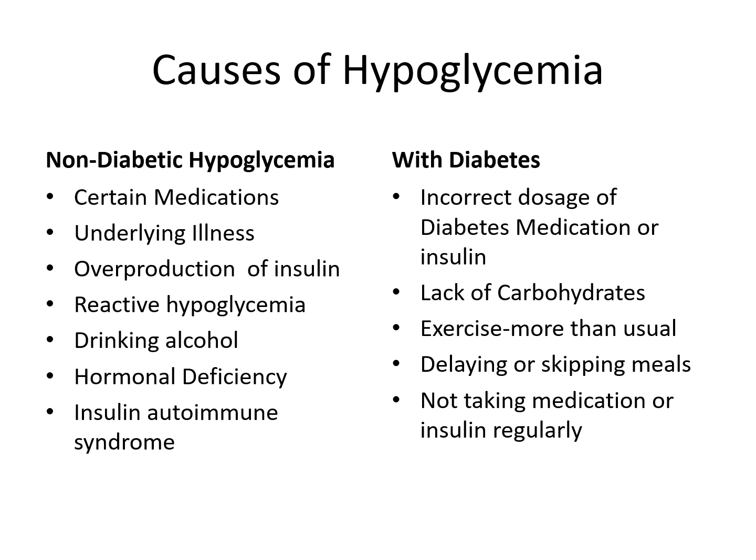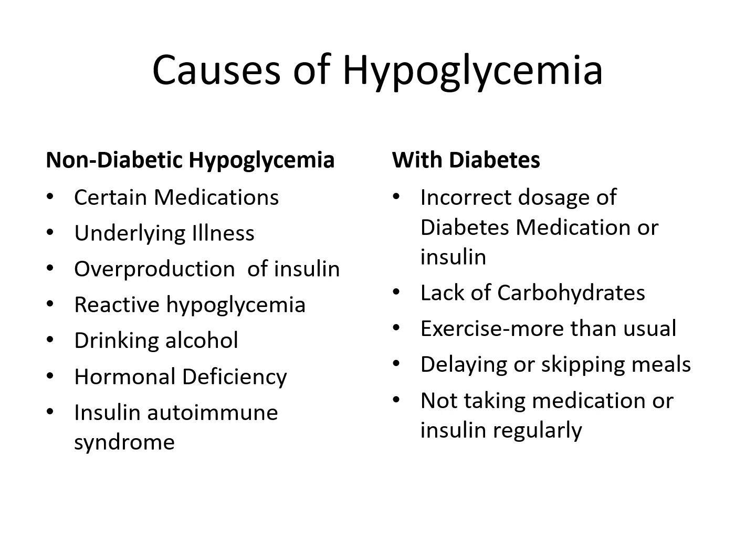Drinking alcohol. Alcohol interferes with the normal blood sugar regulation and can produce highs and lows that contribute to alcohol use disorders in some people. Hormonal deficiency. Aside from insulin, there are various hormones that impact glucose regulation. Insulin autoimmune syndrome.